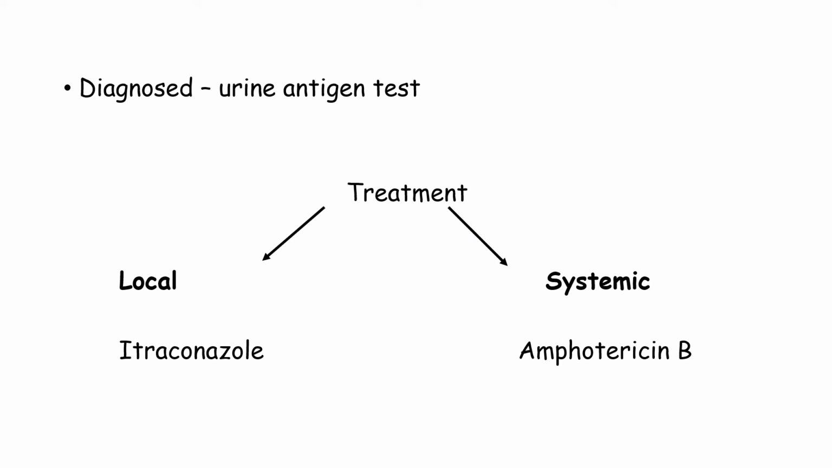And if you need to diagnose the patient, you can do the urine antigen test, or you can also do microscopy, where you can see the characteristic broad-based budding. And talking about the treatment, if the infection is localized inside the lungs only, then you can use itraconazole. And if the person is immunocompromised and the disease is systemic, involving the bones, skin and other regions, then you have to use amphotericin B.